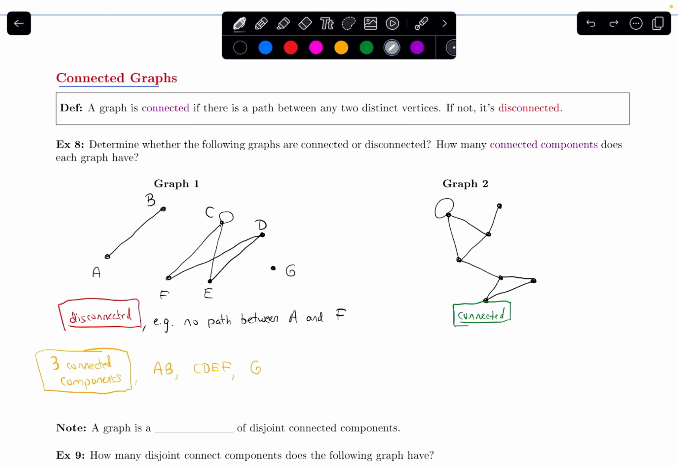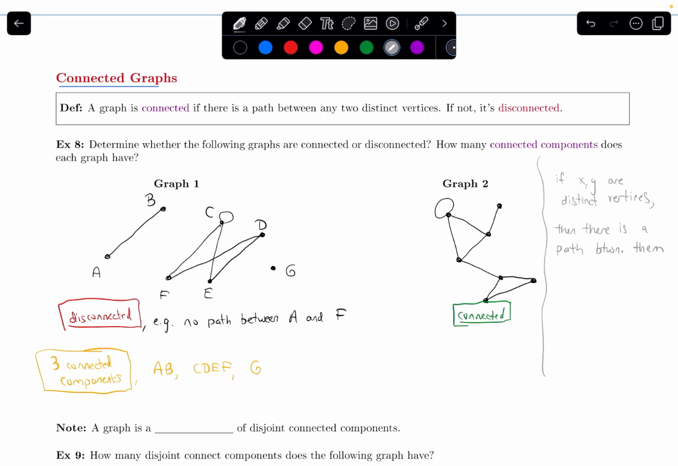So that definition, I'm going to write it to the side, is saying that if we have two distinct vertices, let me call them X and Y. If X and Y are distinct vertices, the definition of connected says, then there is a path between them. I'm just going to abbreviate between them.